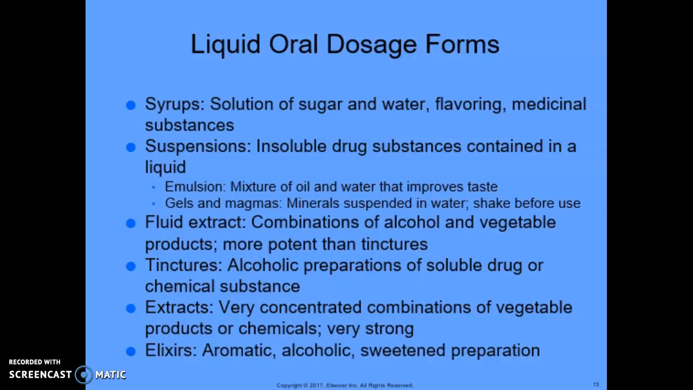Elixirs are aromatic, alcoholic, sweetened preparations. And so these are all the different types of liquid oral dose forms. Elixirs, again, differ from tinctures in that they are sweetened.